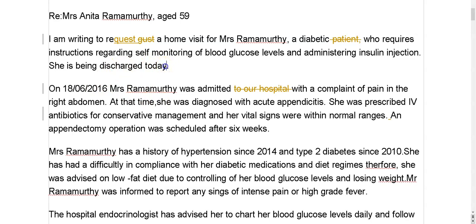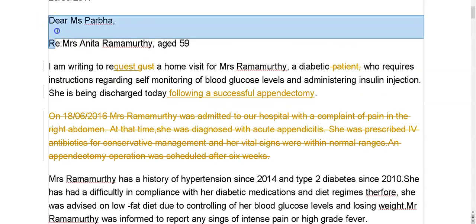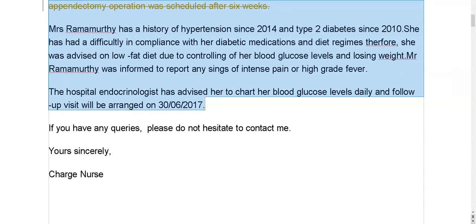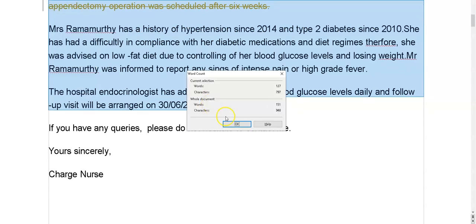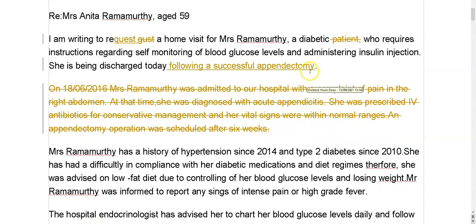She's being discharged today following a, and then we don't even need that, right? Boom. That's it. That's basically it. But if we do that, we're losing a fair bit of word count. Now let's have a look. 127. But as you see, that's essentially irrelevant. You could simply do that.